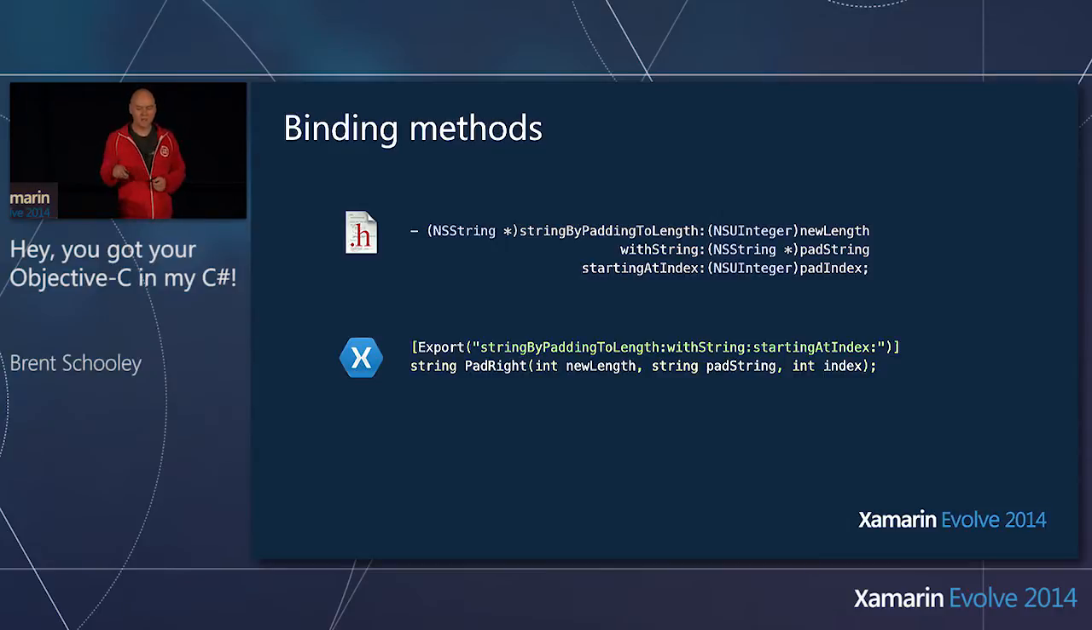But I couldn't find a method on C# string that was anywhere close to what this thing does, because this thing will actually truncate and expand strings. It can pad things to the left, pad things to the right. So I just went with pad right, passed in the 3 parameters. But that's kind of the process for methods. It's pretty straightforward.